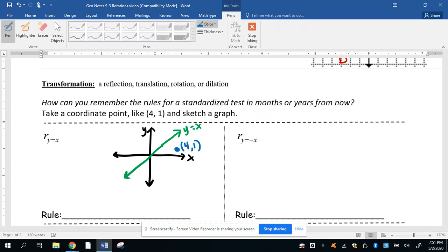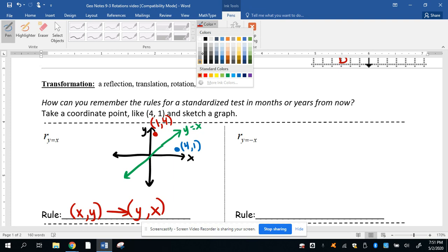And if I fold my graph over the green line, that blue point reflects up here. Over a little, up a lot. So we can see that the rule is I'm just switching my x's and y's. Again, don't memorize the rule.